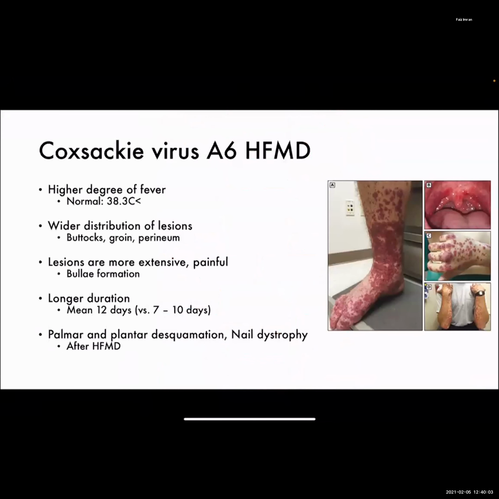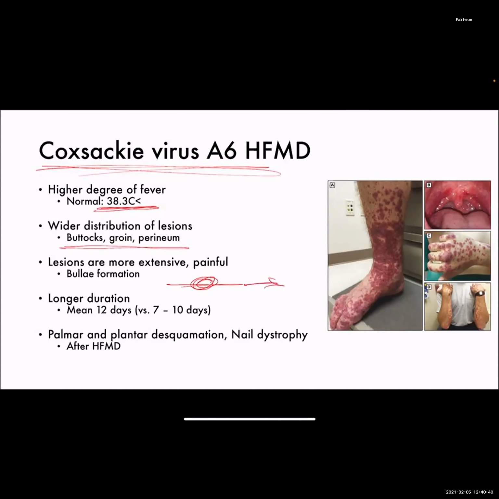Also, do note that there is a more severe version. I'm just going to brief through this. Usually the fever is less than 38.3 degrees. But in Coxsackievirus A6, which was discovered in 2008, it is quite notable that the symptoms are more substantial. Usually the fever is higher, and the lesions can be distributed over the buttocks, groin, and perineum.